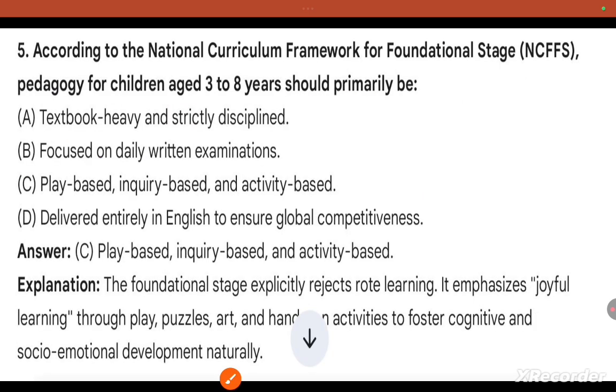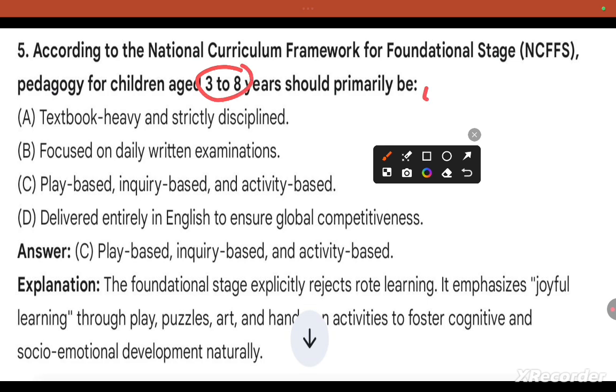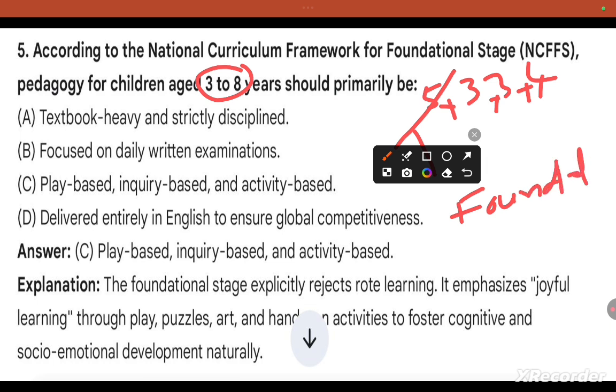So question number 5. According to the National Curriculum Framework for Foundational Stage, NCFFS, pedagogy for children aged 3 to 8 years should be primarily what? So here 3 to 8, we know the 5+3+3+4 system as of NEP 2020, and this is what we know as the foundational stage, that is, the first 5 years we consider the foundational stage.